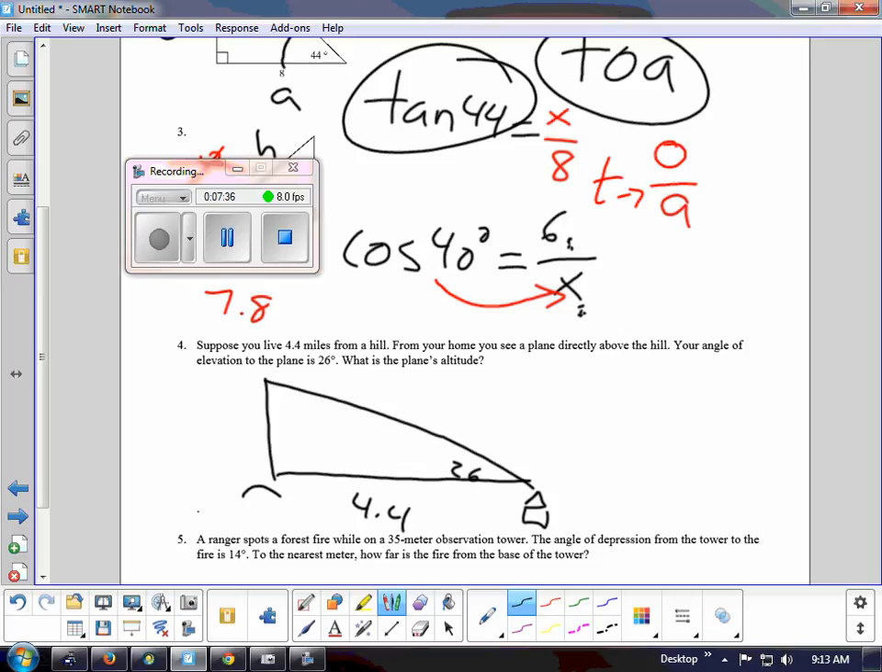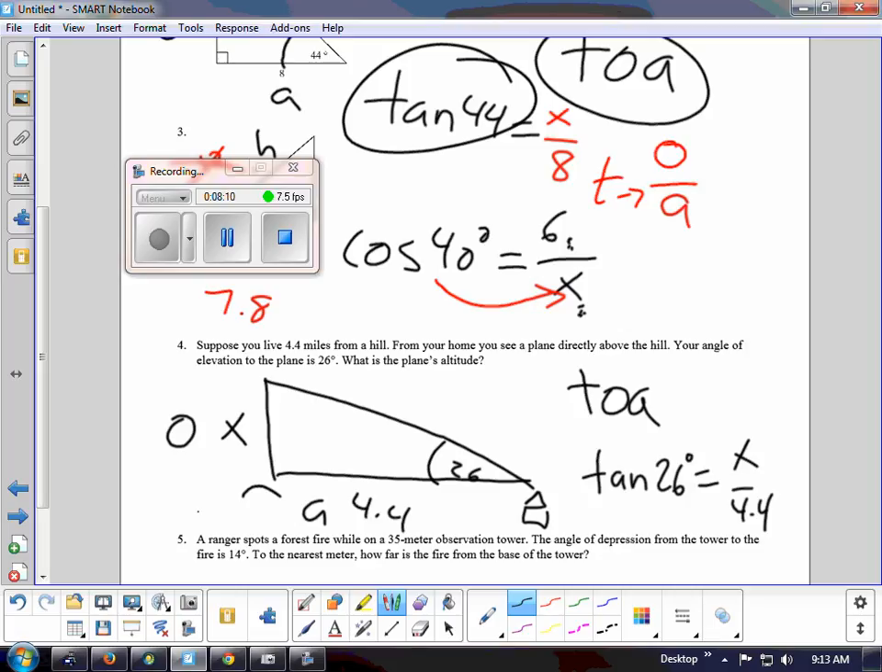You want to find the opposite, adjacent, or hypotenuse of this question. Yes, Robert? You want to find the opposite. You have O and A. You're going to use TOA. And you're going to write it out. The tangent of 26 degrees equals the opposite x over 4.4. At this point, you can use your calculator and multiply these two numbers together.